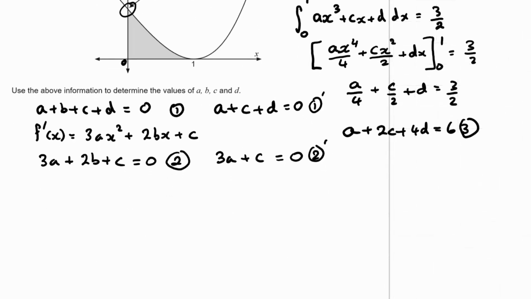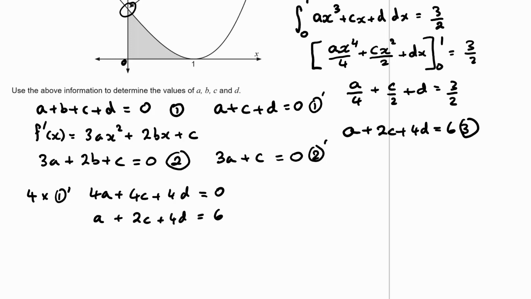So if I do 4 times equation 1 dash, that gives me 4a plus 4c plus 4d is equal to 0. And 3 is a plus 2c plus 4d equals 6. So if we subtract there, we get 3a plus 2c is -6. And then 2 dashed is that 3a plus c equals 0.